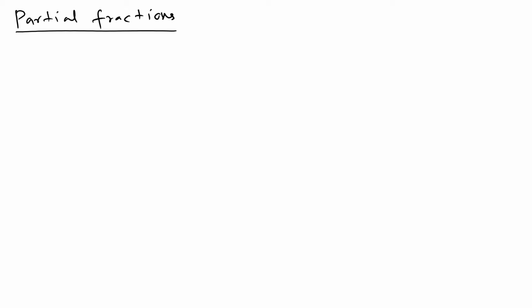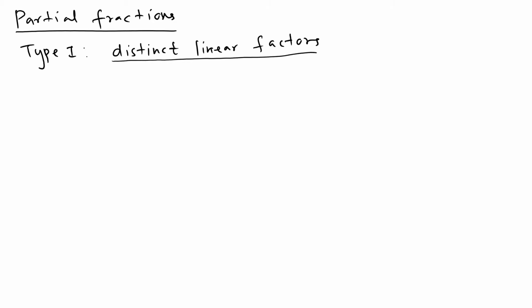So what you do, let's look at this one. I'm gonna call type 1. As a type 1, we're gonna see distinct linear factors. Distinct linear factors, that's what we call type 1. So let's look at the same problem that we have. For example, I'm going to go with a typical problem.